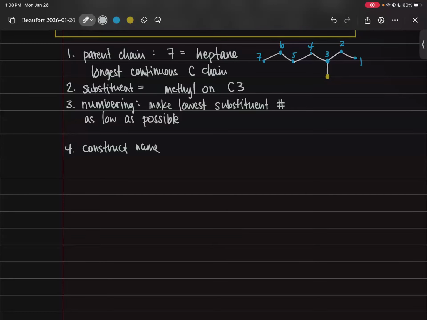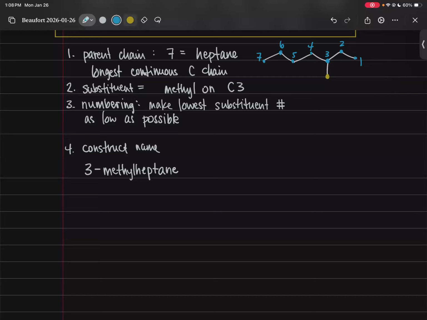And finally, we just have to construct our name. So I'm going to do it first and then explain how to do it. This is going to be 3-methylheptane.